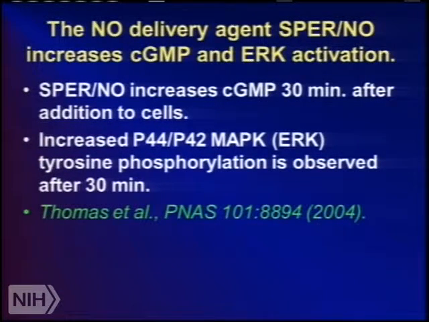So in the laboratory, we can elevate the nitric oxide using nitric oxide delivering agents, and one of these is Spurno. It was shown that low concentrations of Spurno increase the cyclic GMP after 30 minutes. So the nitric oxide is activating the nitric oxide synthase, and then the guanylyl cyclase is activated, leading to the increases in cyclic GMP.